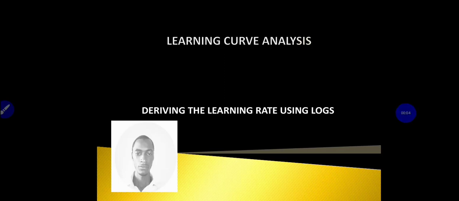Learning curve analysis. Deriving the learning rate using logarithms. Now the CPA Paper 11 requires knowledge of the learning curve theory, and remember the examiner may ask you to calculate the learning rate. This is something very easy.